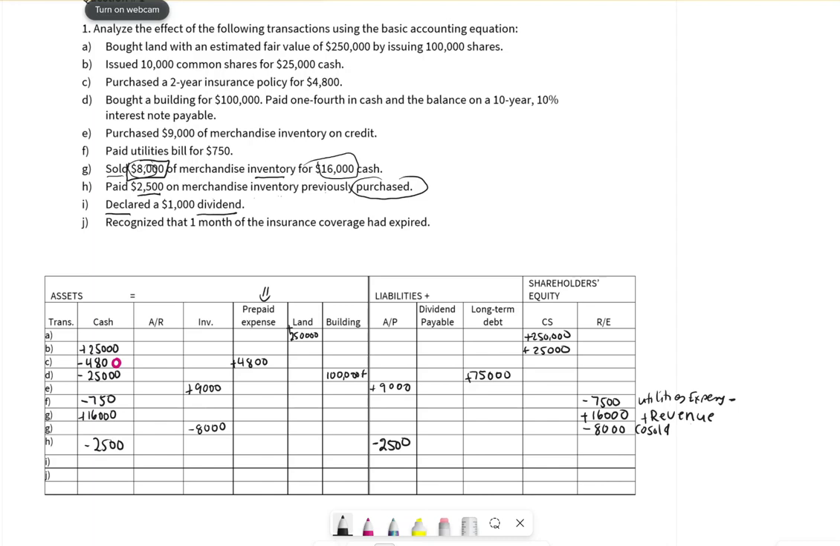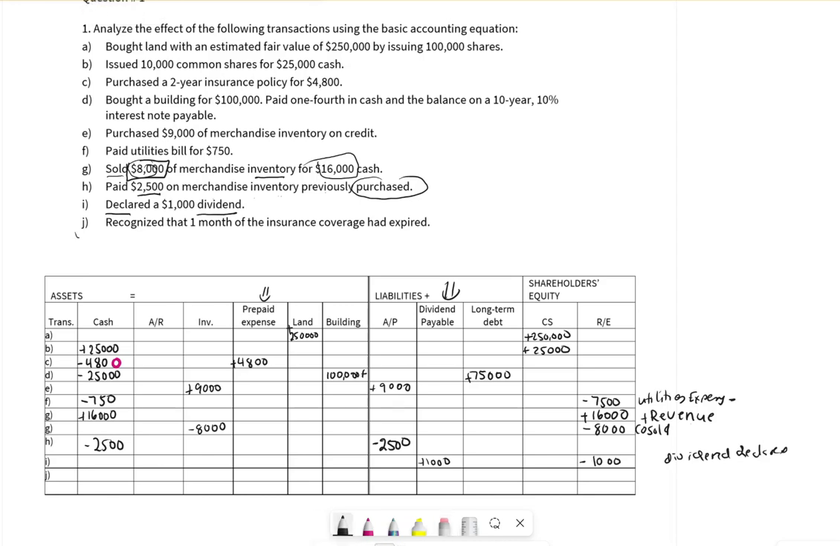When you declare a dividend, if we haven't paid it, it will be payable. So dividend payable will increase by $1,000, and your retained earnings will decrease by 1,000. That is called a dividend declared. So we declare the dividend, and it will reduce your retained earnings. Again, dividends declared reduce your retained earnings.